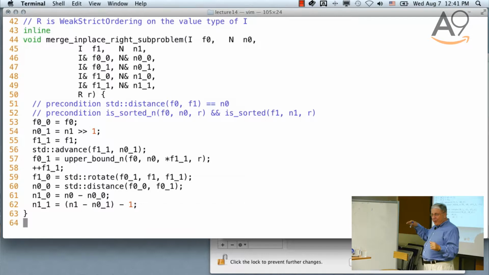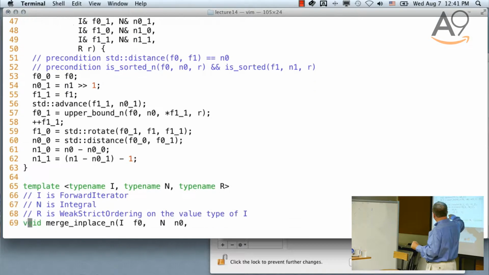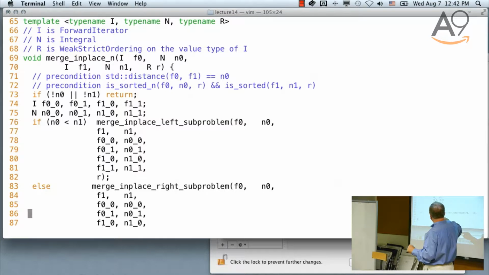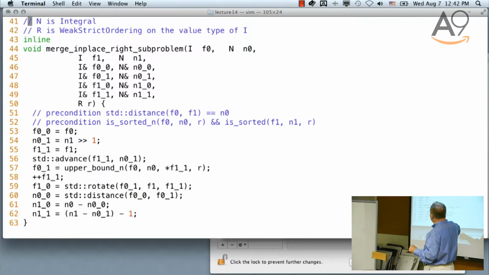So let us just, before we run out of time, which again, usually I run earlier than I should. So merge in place. Now, where's the right subproblem? On the right subproblem, the fundamental difference is that we do upper bound. And we skip the guy on the other side, and we do rotate. So it's a very similar code.